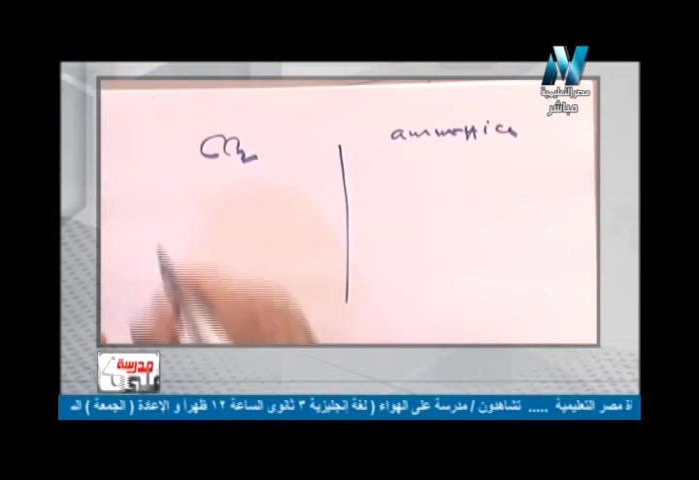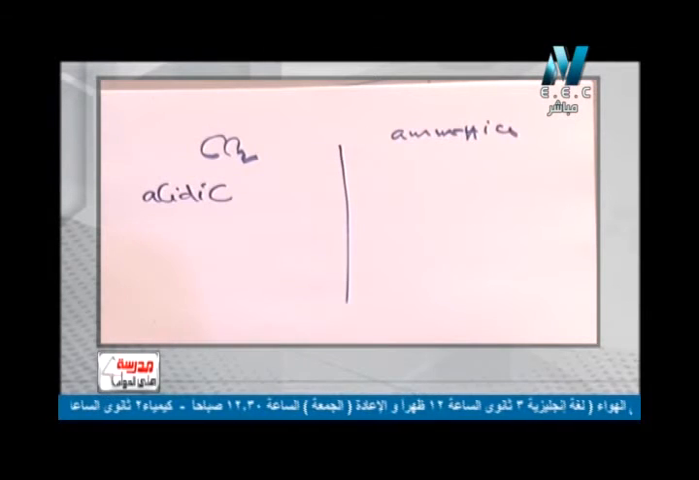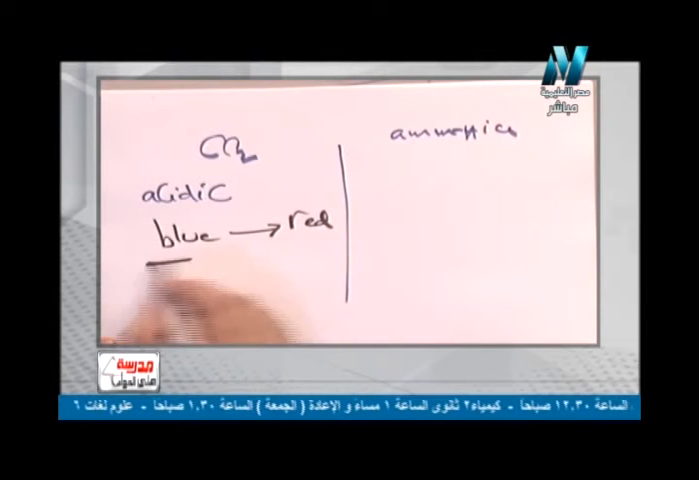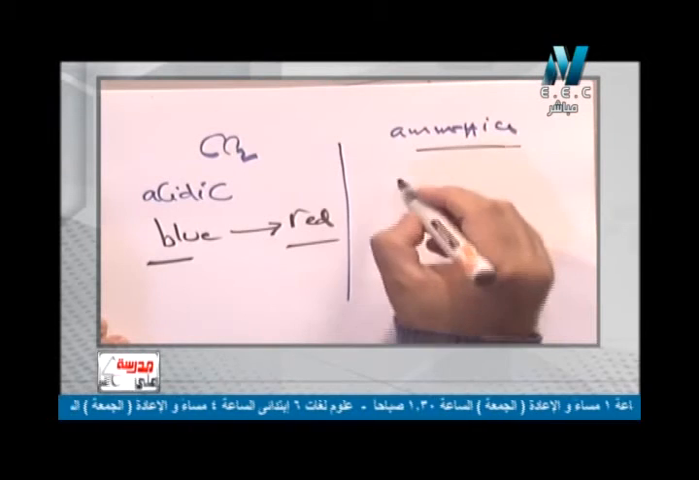We know that carbon dioxide gas has acidic effect. ليه تأثير acidic يعني تأثير حامضي. That changes what to what؟ بيحول blue litmus paper into red. بيحول البلو red. Okay. So what about the ammonia gas? Ammonia gas has an alkaline effect.